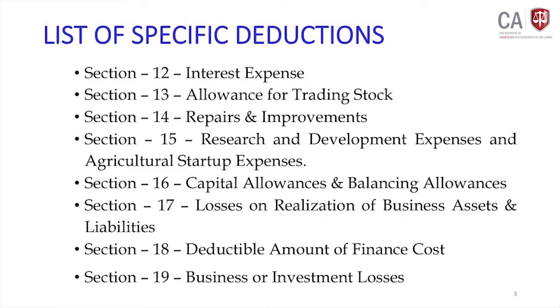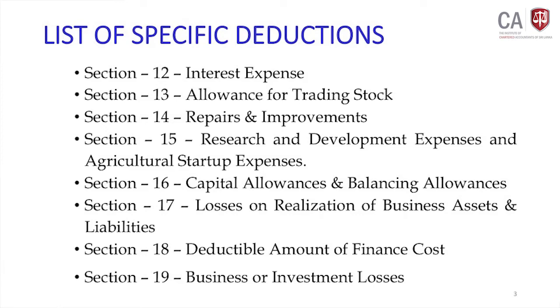Then section 12, interest expense; section 13, allowance for trading stock; section 14, repair and improvement; section 15, research and development and the agricultural startup expenses; section 16, very, very important to you, capital allowances and balancing allowance. Without capital allowances or balancing allowances or assessable charge, you don't have a company taxation question. Then section 17, losses on realization of business assets and liabilities. Section 18, deductible amount of finance cost, very, very important.